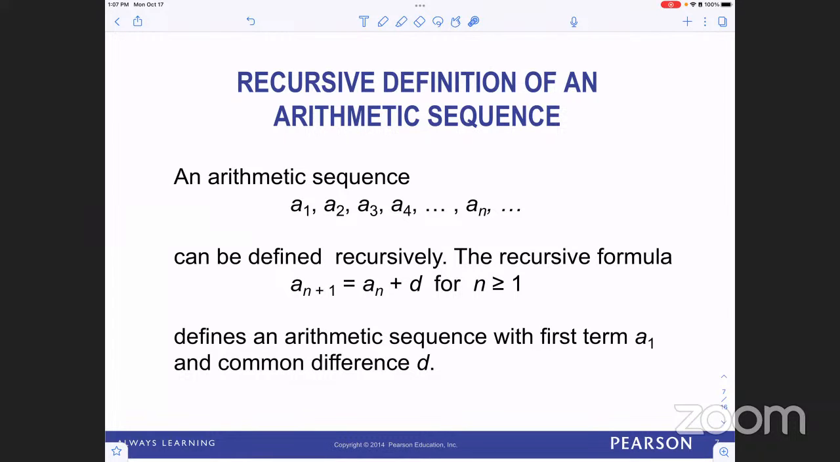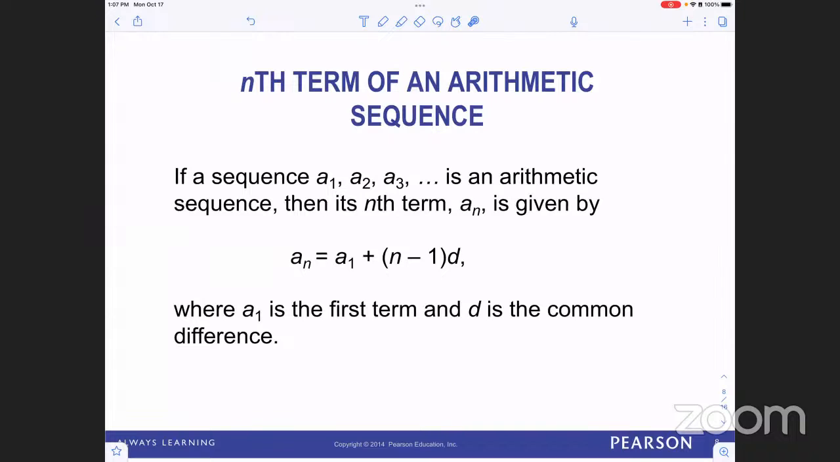So it's recursive because it feeds back on itself, right? Okay. So the nth term of an arithmetic sequence. If we've identified a sequence as arithmetic and we want to jump straight to a term, right? Given some sequence is arithmetic, then the nth term is given by this here.